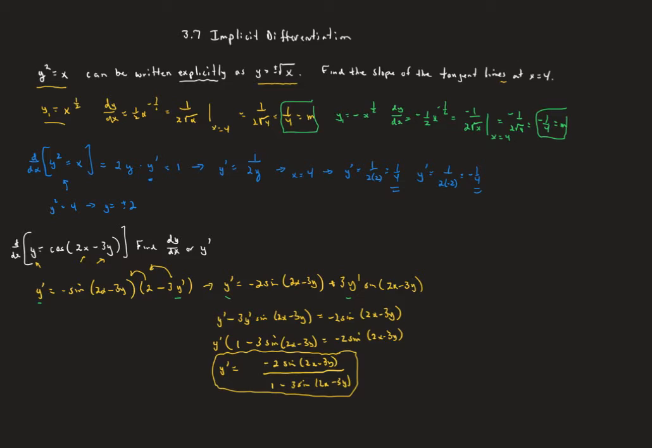I'm going to go to a new panel here. And let's try another one. So let's see, we have e to the x plus y is equal to, let's say, e to the xy, and then minus e to the 2y, and again we're going to try to find y prime, the derivative. So we're going to differentiate through both sides of the equal sign.